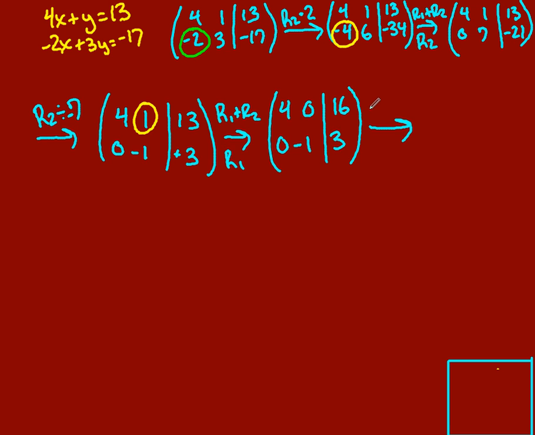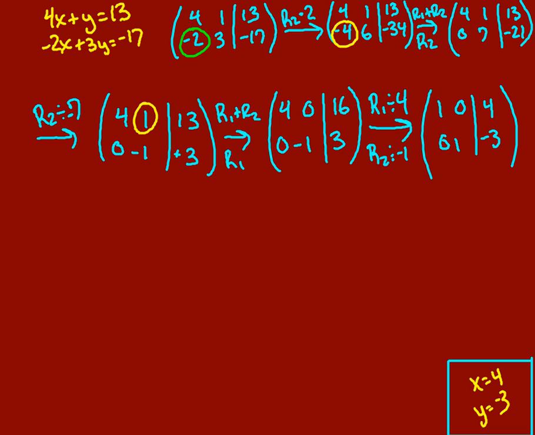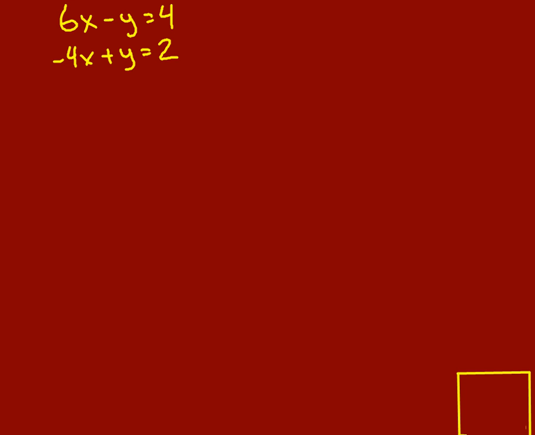Okay, my last step, I need to make my diagonals into 1s. So I'll take row 1, divide it by 4, and row 2, divide it by -1. Let's do this all in one step. So it'll be 1, 0, and 4, 0, 1, and -3. So my final answer should be x equals 4, y equals -3. We'll look at one last example together here.